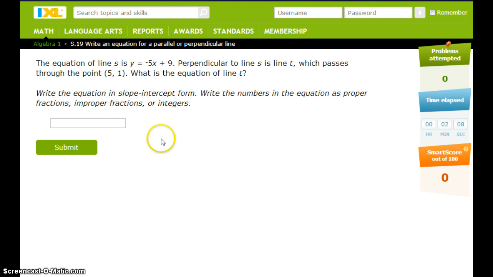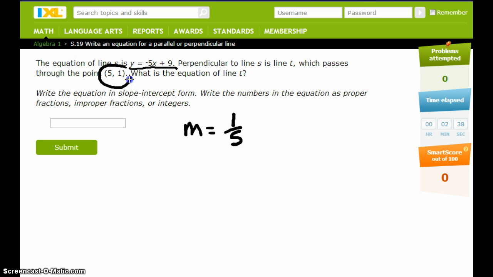Okay, so here we have one more example. We have y equals negative 5x plus 9, and it wants me to write an equation which is perpendicular to the line, and it passes through the point 5, 1. So first of all, we know that it's perpendicular to this line, so the slope of this line is negative 5, so the slope of our perpendicular line will be the opposite, not negative, it's positive. The reciprocal of 5 is 1/5.